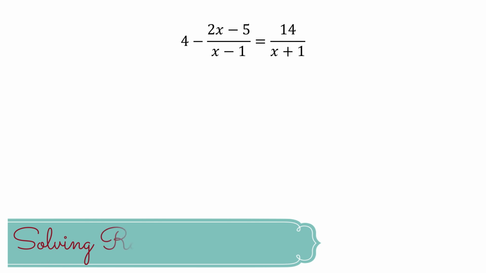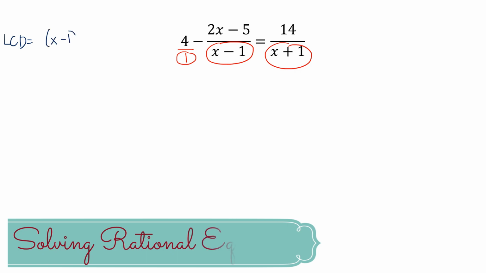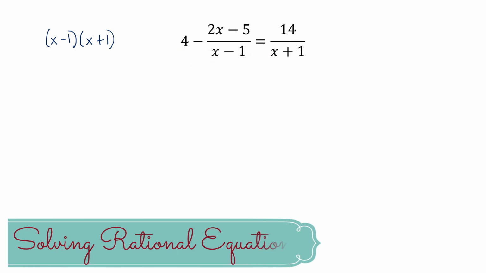So, what is the LCD? So, let's take a look at the denominators. Of course, the denominator of 4 is 1. Then we have x minus 1 and x plus 1. Therefore, the LCD is 1 times the product of these three. 1 times x minus 1 times x plus 1. Now, after getting the LCD, again, we have to multiply both sides of the equation by the derived LCD.